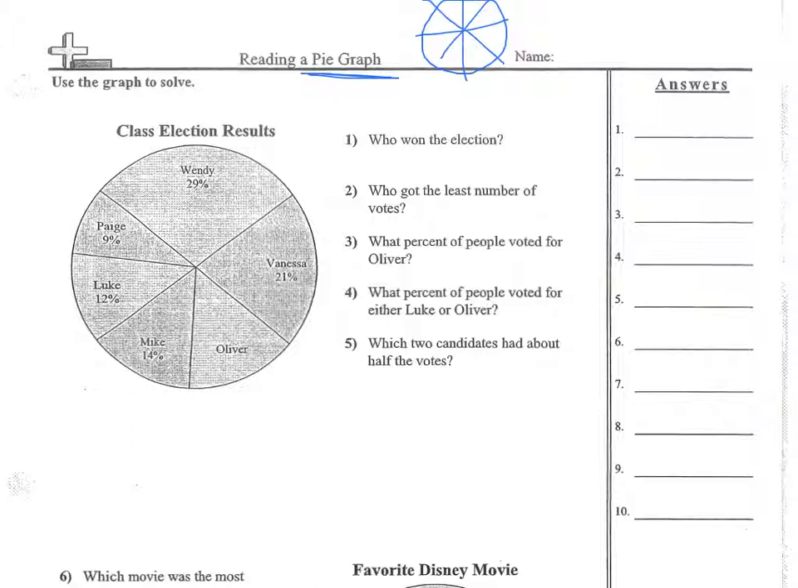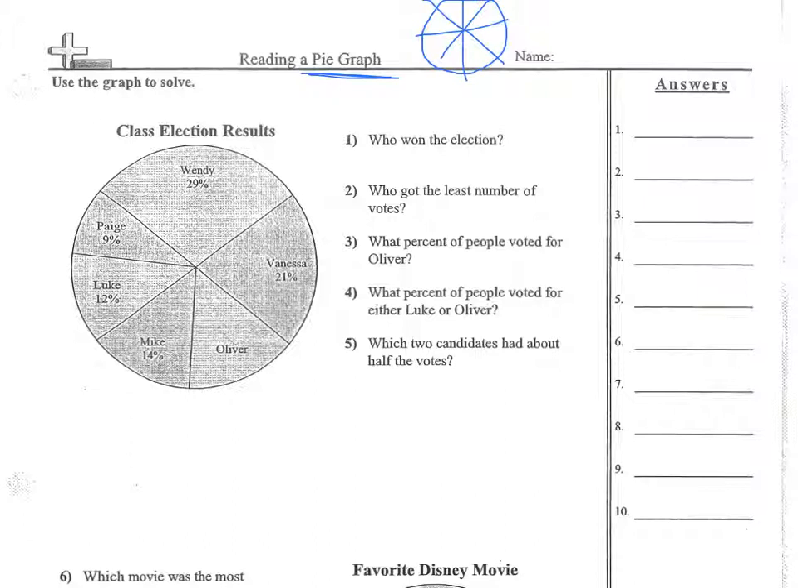Looking at number 1, the question is, who won the election? I can see from the title that what I'm looking at are the results of a class election. An election is when people run to have a leadership position. So it looks like Wendy, Vanessa, Oliver, Mike, Luke, and Paige all wanted to be class president. So they ran and they had an election, and it wants to know who won.